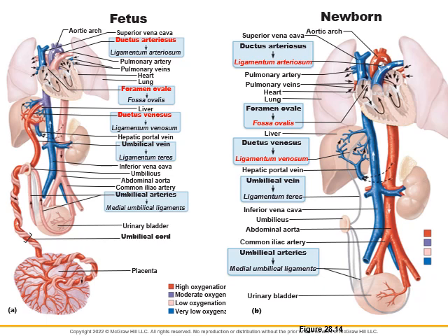In development, you can see that there are several areas that are open when you're a fetus and are closed when you're a newborn. And we'll come back and talk about this when we get to the reproduction chapter. But I did want to mention the foramen ovale. So the foramen ovale is the opening in the fetus between the atria.